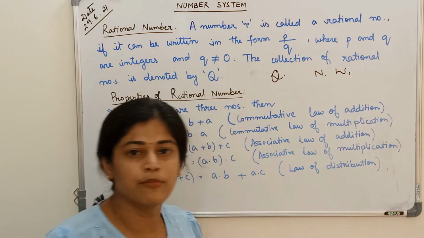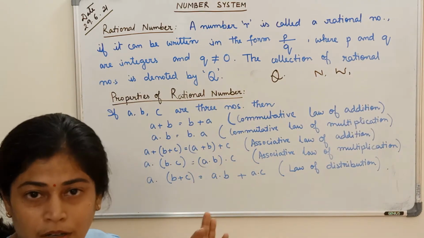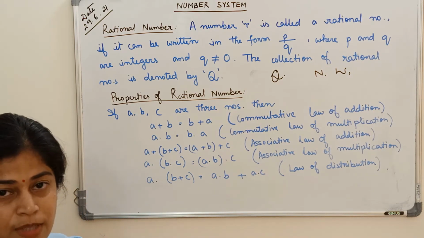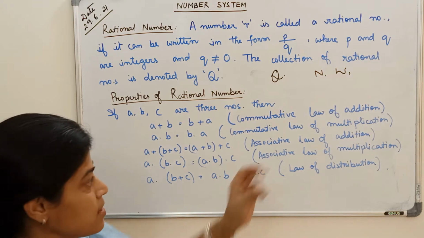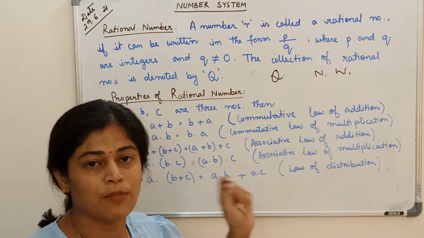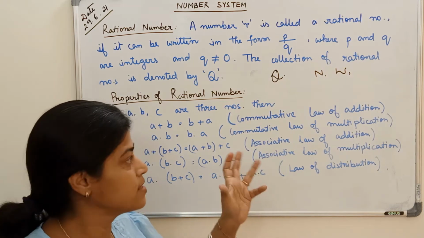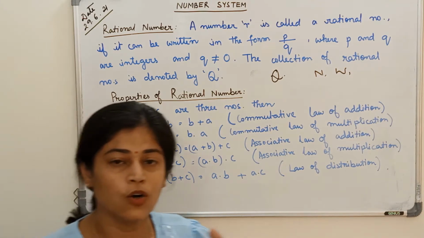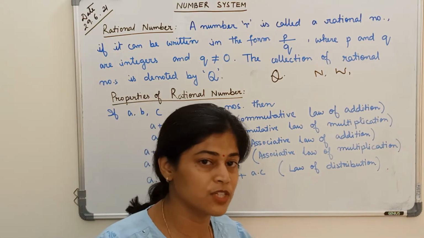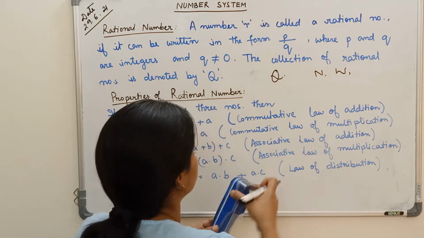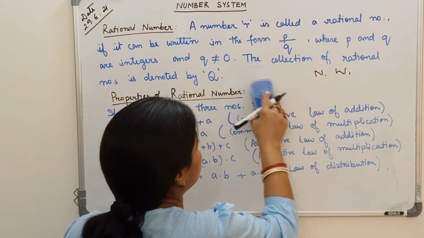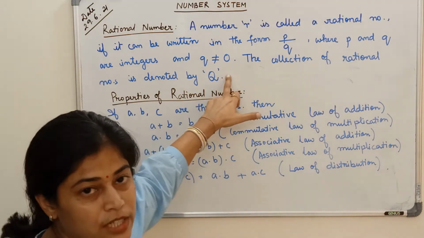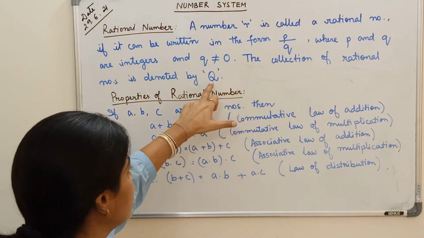And then we came to know about integers, means positive numbers, negative numbers and 0, means minus 1, minus 2, minus 3, all these numbers, then 0 and 1, 2, 3, 4 all are integers. These all things I have explained in my previous videos. You can see that. So now we are discussing about rational numbers. So rational number is denoted by Q.